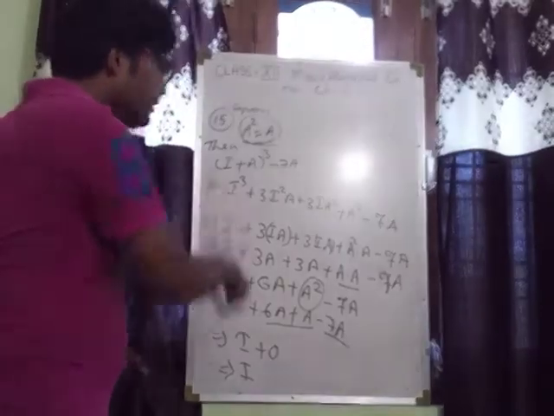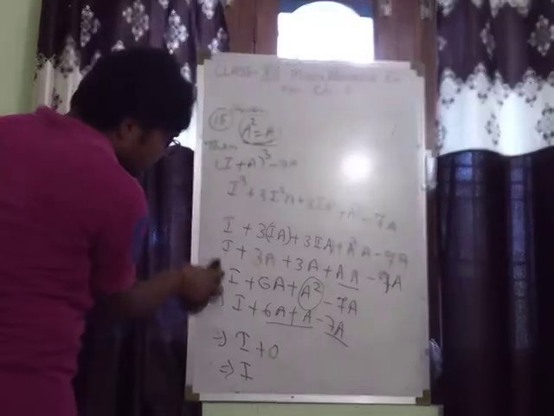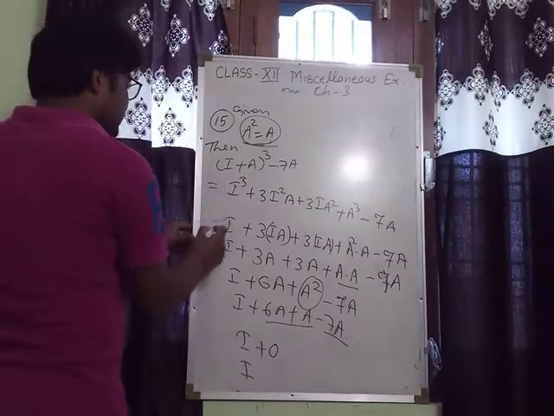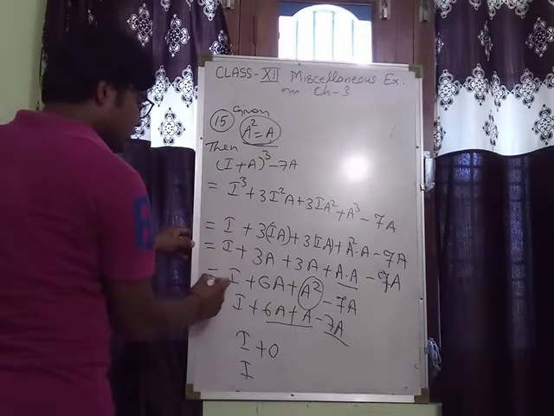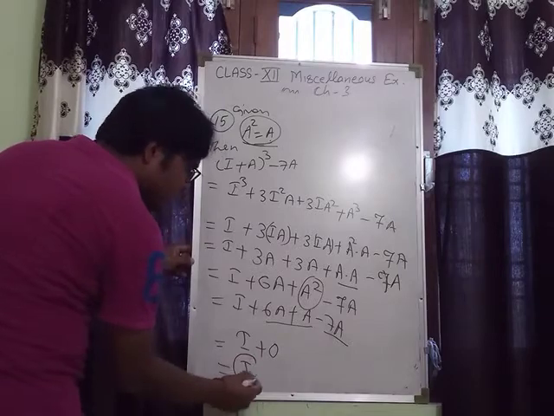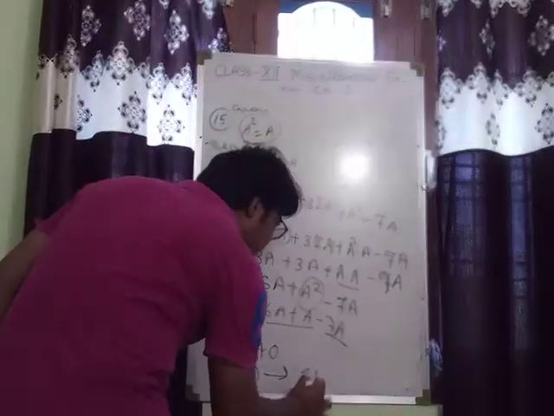Here I have repeatedly used implication signs, but implication will not be used; equality will be used here. That is equal to, equal to, equal to. This means I will be correct. So option C is correct.